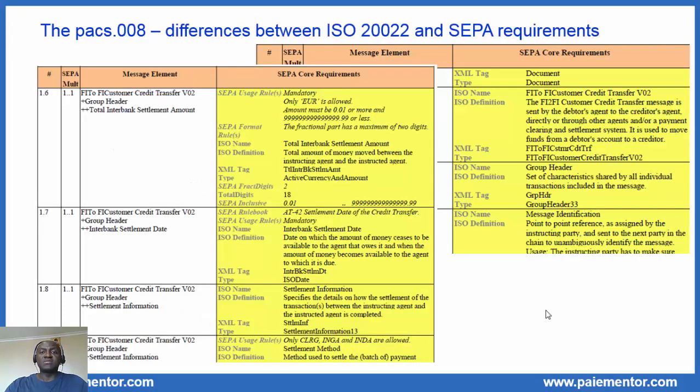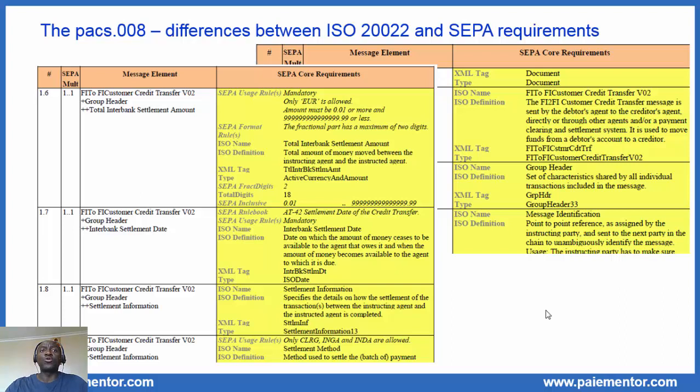Let's look at the differences between ISO 20022 and SEPA requirements in the PAX8. I think this applies to other message types as well. The final slide is about differences between ISO 20022 and SEPA requirements for the PAX8 message. In previous versions of the implementation guideline documents, this was not very easy to identify. But the current presentation is pretty good and I like it a lot because you can easily see what are the differences between SEPA and ISO 20022 rules.